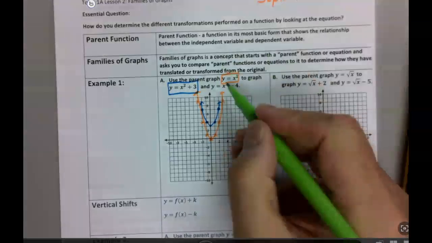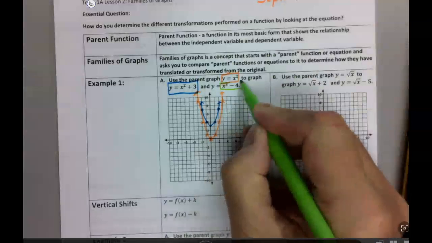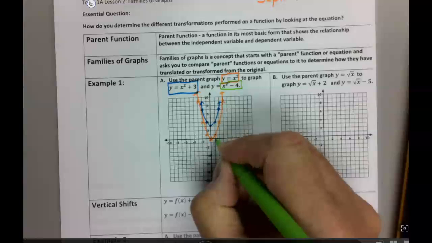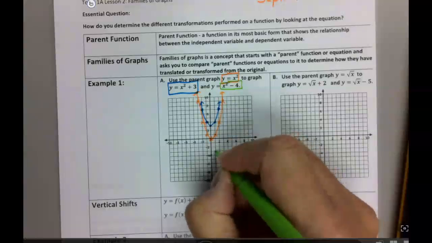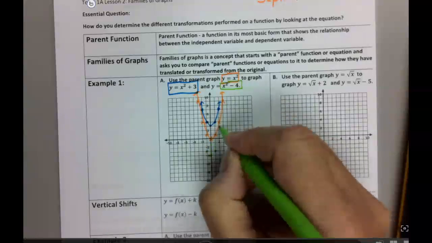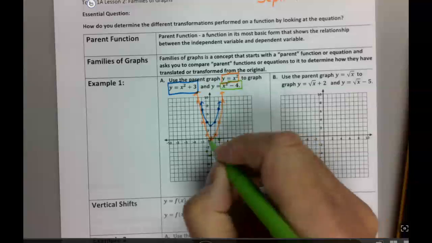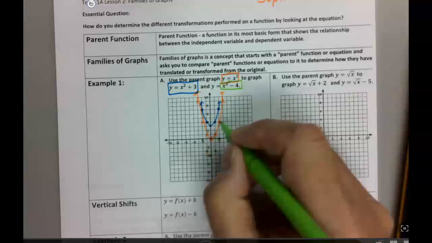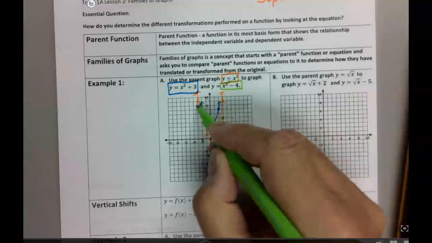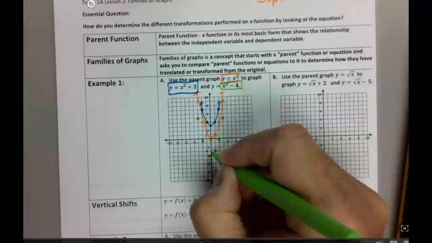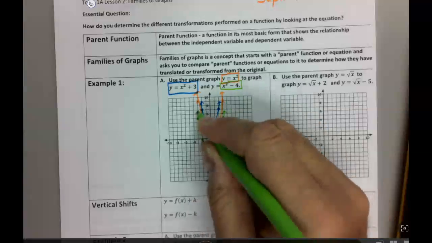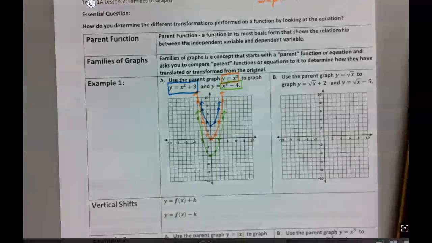So then you're going to take your parent function, all those points, and go down 1, 2, 3, 4. Okay? Making sense?